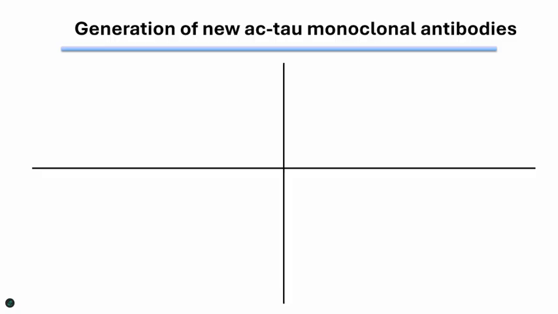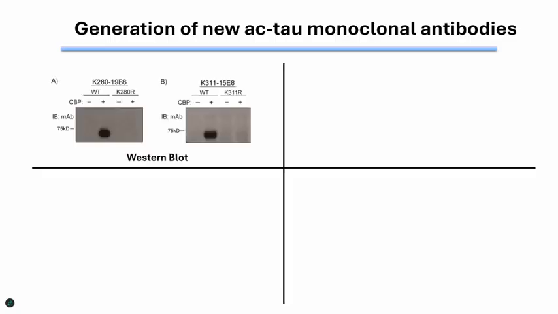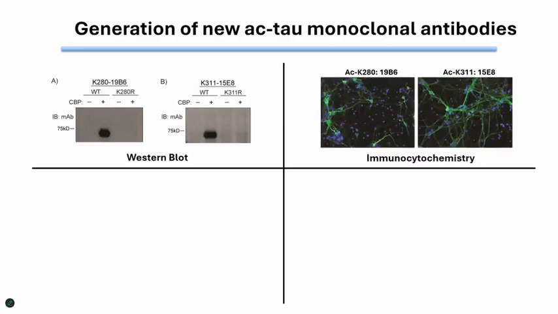And so as you can see here, we whittled down a total list of clones from like 3,000 down to like 40. Those were handed off to me. And then from that 40, I picked basically our best ACK280 clone, 19B6, and our best ACK311 clone, 15E8. We validated and showed that these are highly specific by Western blot, by immunocytochemistry and primary neurons.